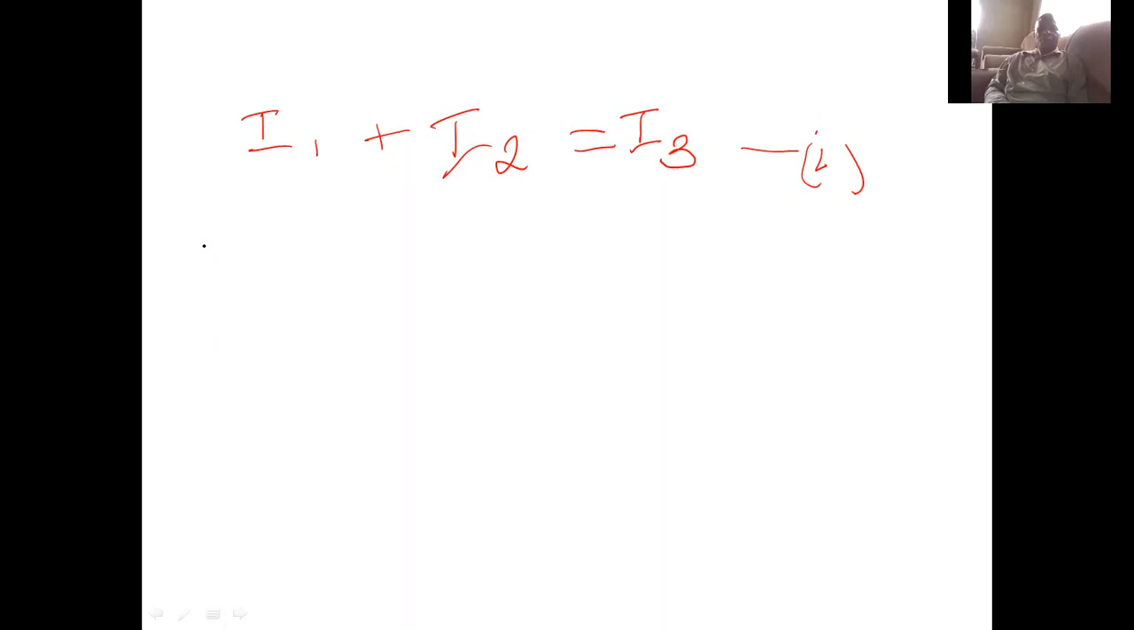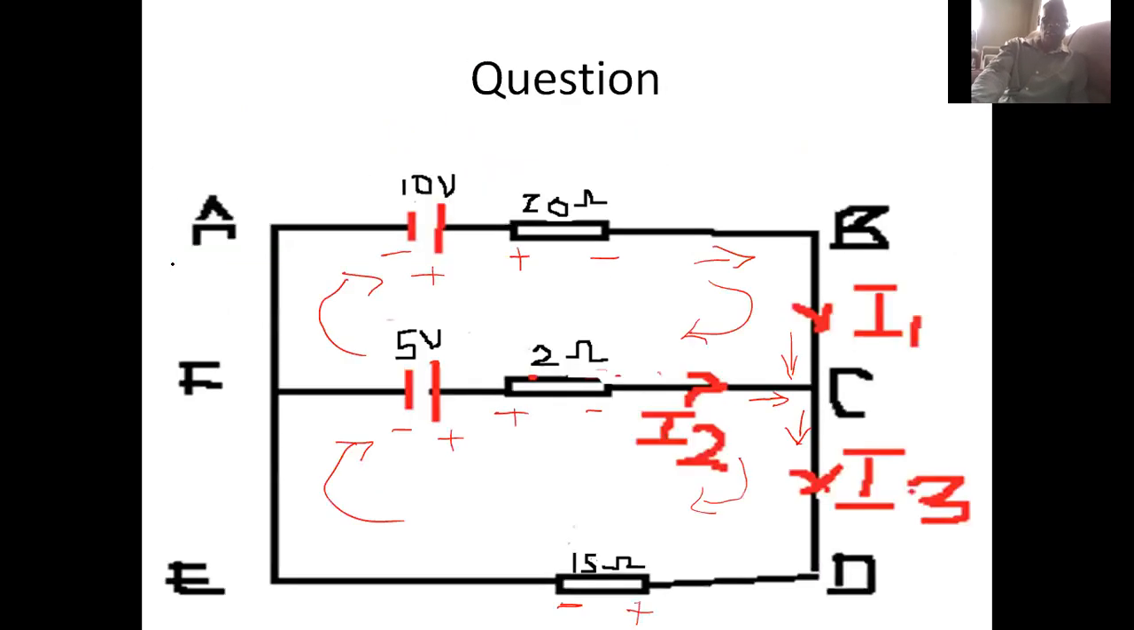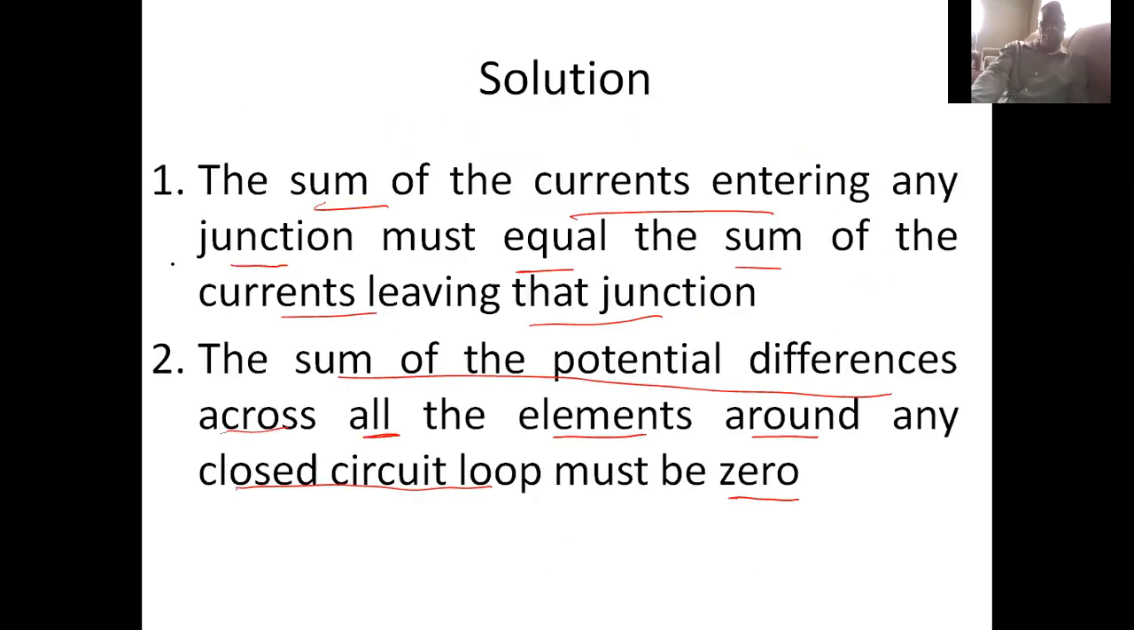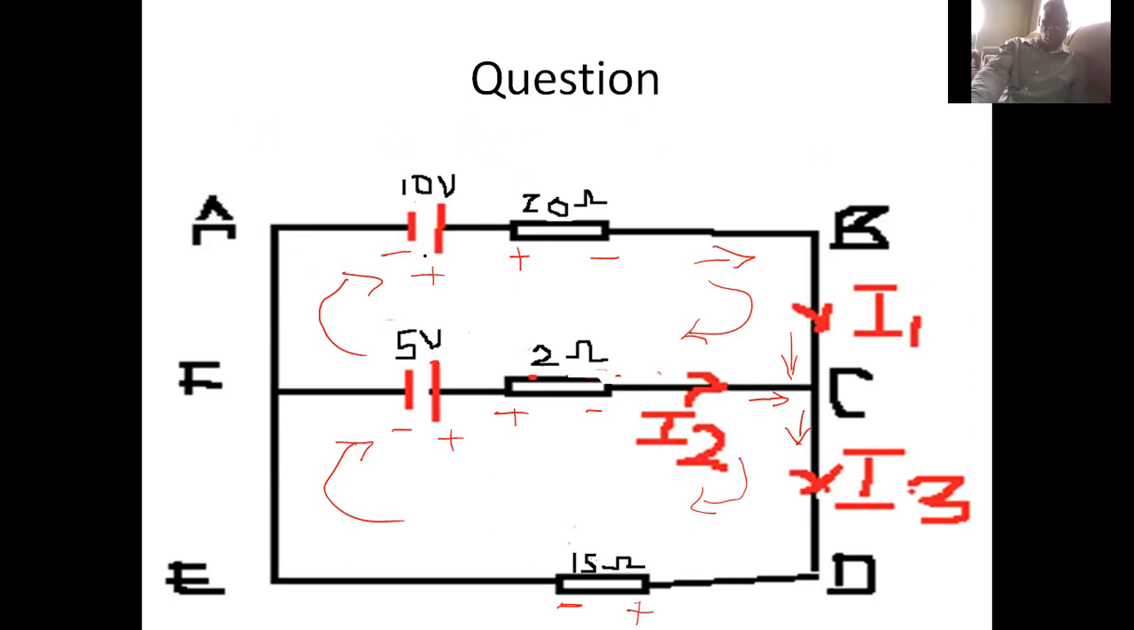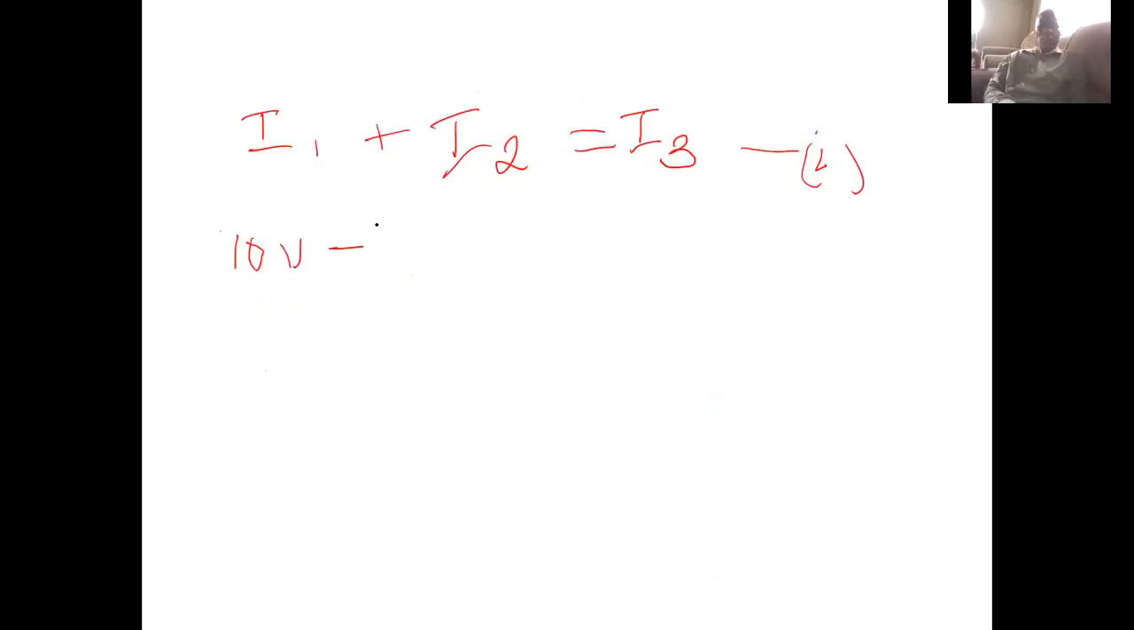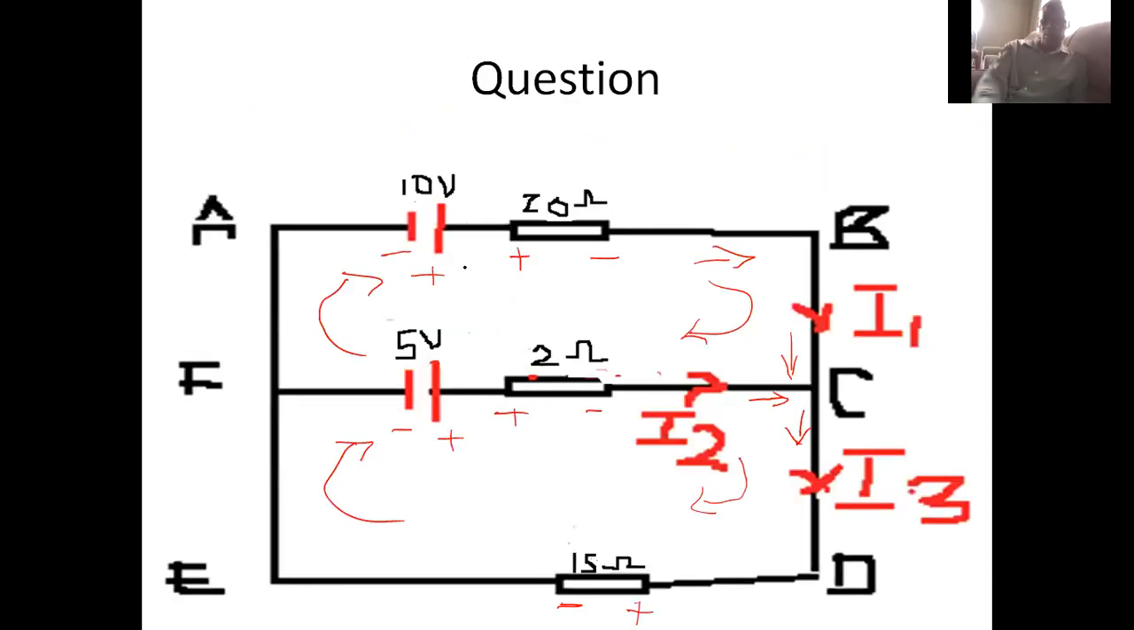We have the first part of the equation is 10 volts, and that is positive. So we're going to have 10 volts minus 20 ohms multiplied by current one. Then we are going to have, this will be positive now, 2 ohms multiplied by current two. We are going this way.